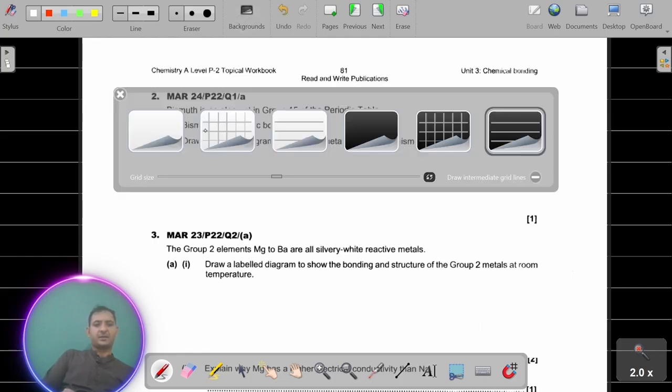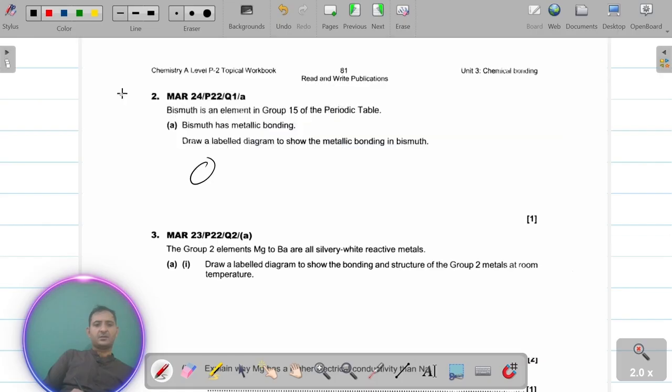Sorry, I need to change this. Okay, so now I'm drawing these positive ions, and there are delocalized electrons. Okay, there are delocalized electrons around these positive cations in metals.